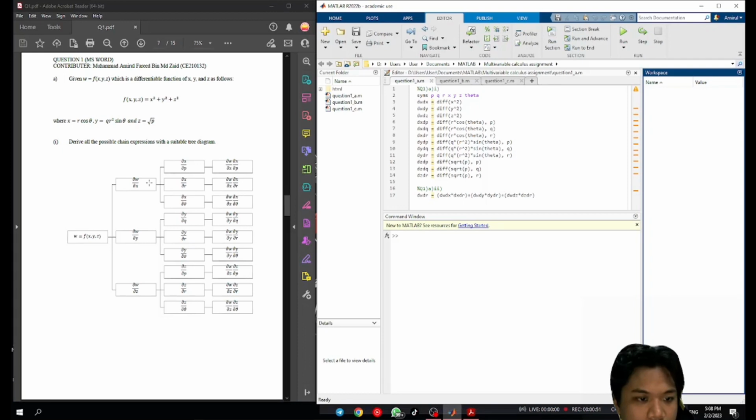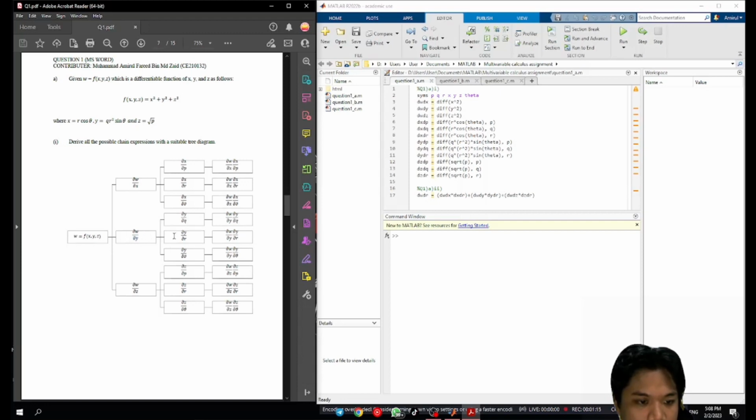For example, dw over dx multiplied by dx over dp, so we'll get this. The same applies to each branch, connecting each derivative along the diagram to the next.